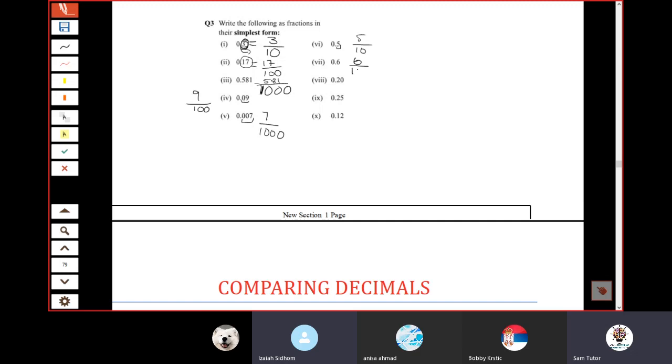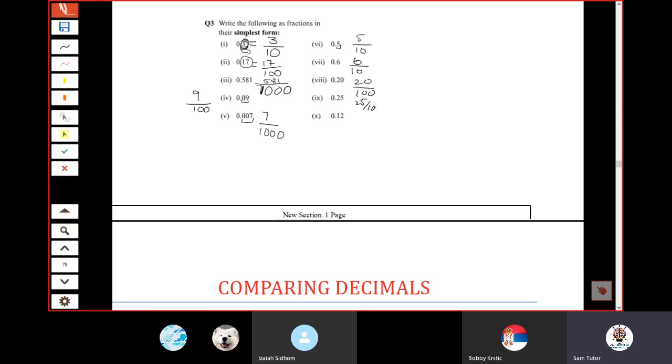So this will be 6 over 10. This one's going to be 20 over 100. This one's 25 over 100. And the last one is obviously going to be 12 over 100. Any questions, you guys?